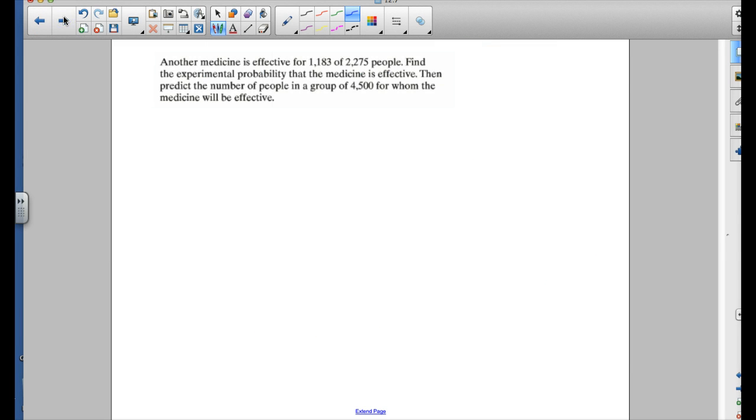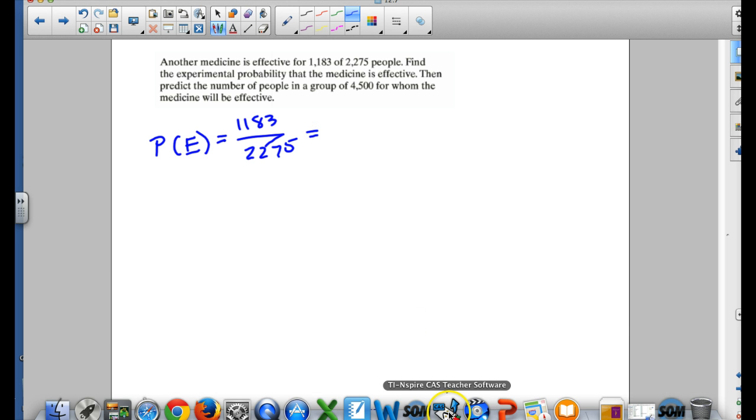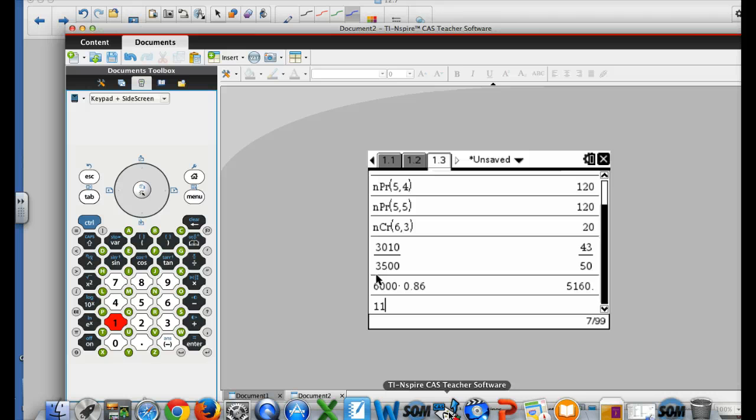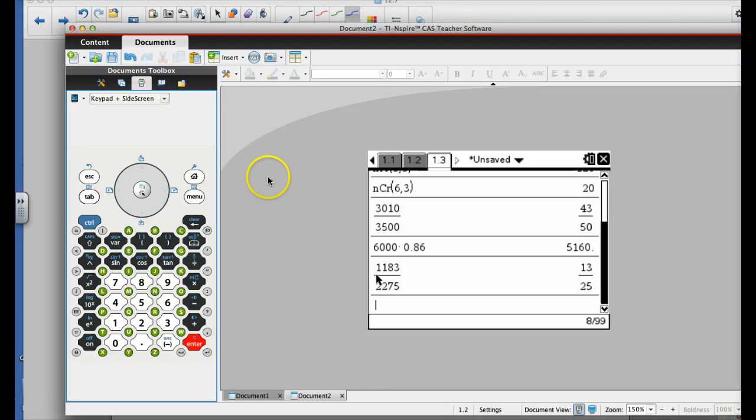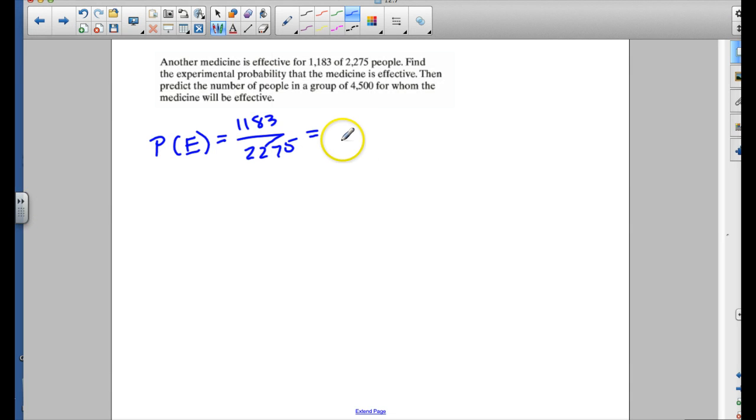Another medicine is effective for 1,183 out of 2,275 people. Find the experimental probability that the medicine is effective, then predict the number of people. So again, the probability of the event to occur is 1,183 out of the total number, 2,275. If we go on our calculator and divide that out, 1,183 divided by 2,275, enter, is 13 over 25, which is about 0.52 if I work that out.